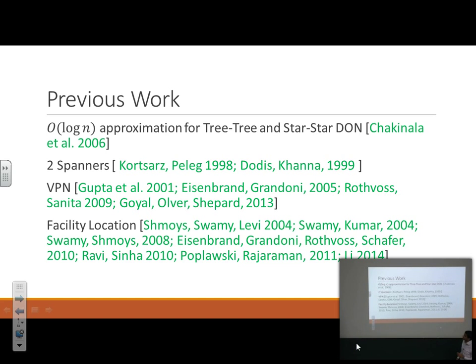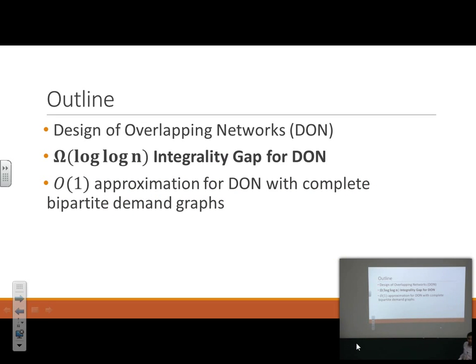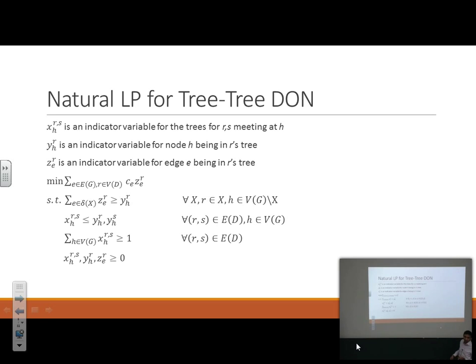This problem is closely related to the virtual private network problem, the VPN problem, a connection I'll point to a little later. And I will reduce some of the versions of this problem to facility location, which is why those references are relevant. Okay, so we'll get to that. All right, so now I'm going to show you perhaps the most interesting result in this paper, which is an integrality gap for an LP.